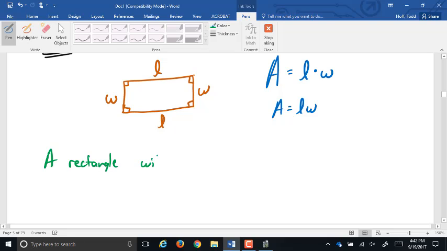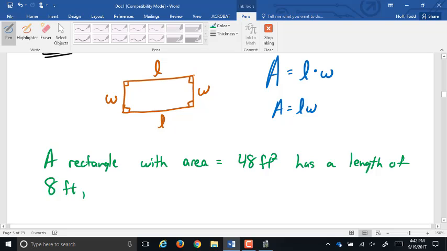A rectangle with area equal to 48 square feet has a length of 8 feet. Find the width.